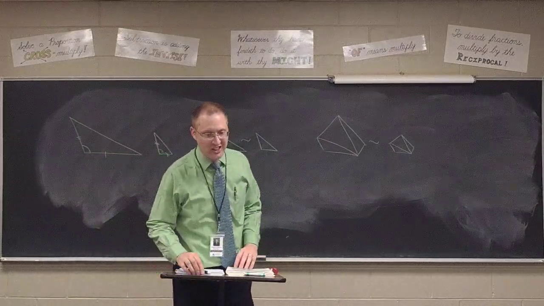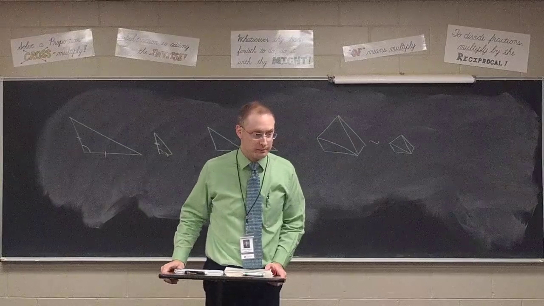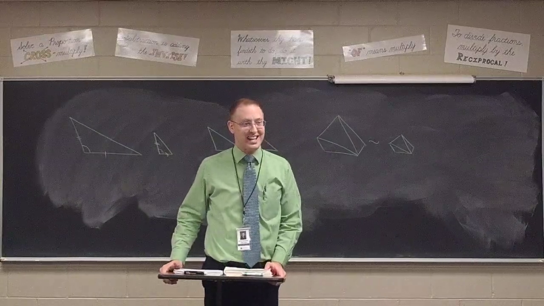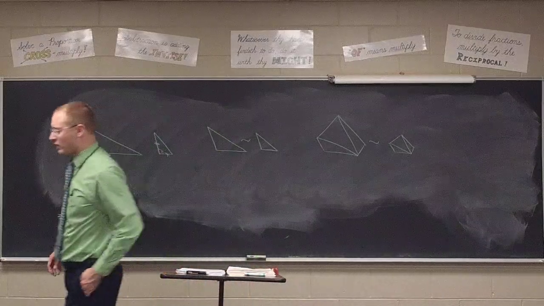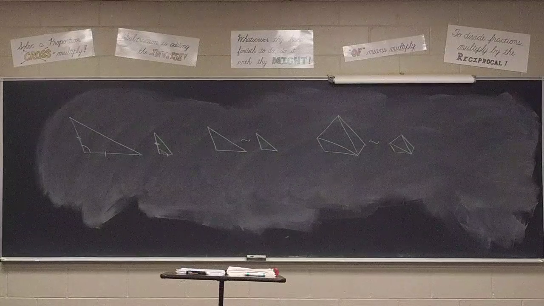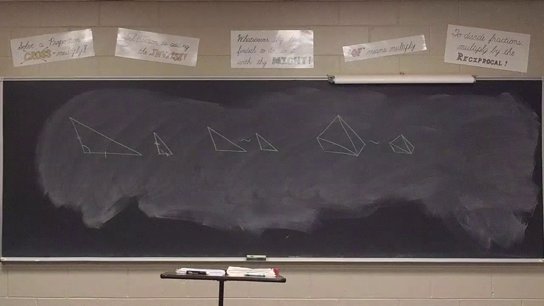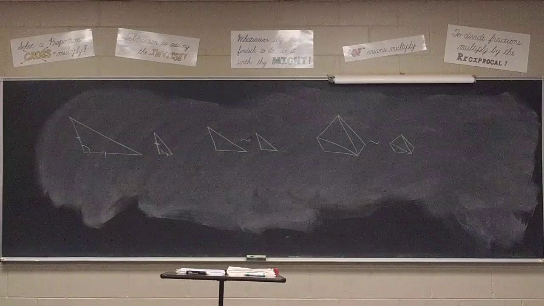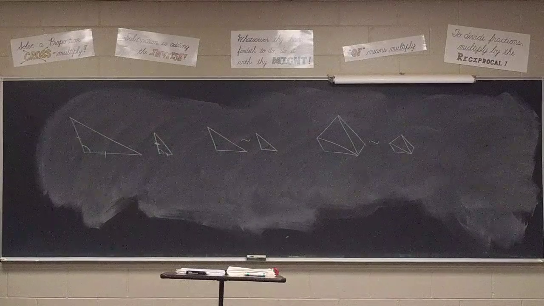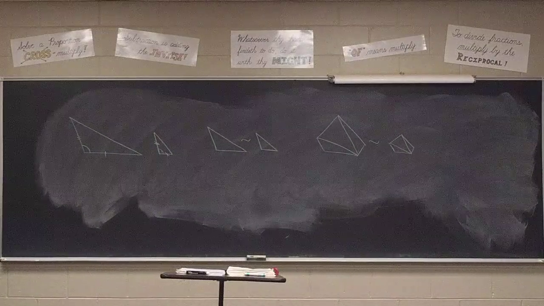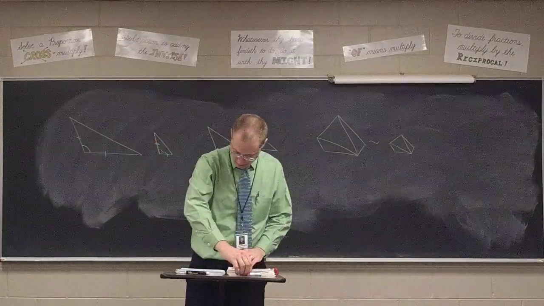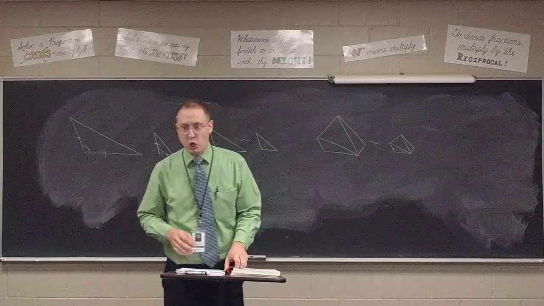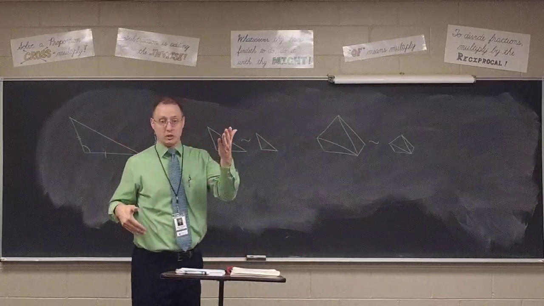So, Theorem 74: the areas of two similar polygons are to each other as the squares of any two corresponding sides. So one might say that area is to area, side squared is to side squared.